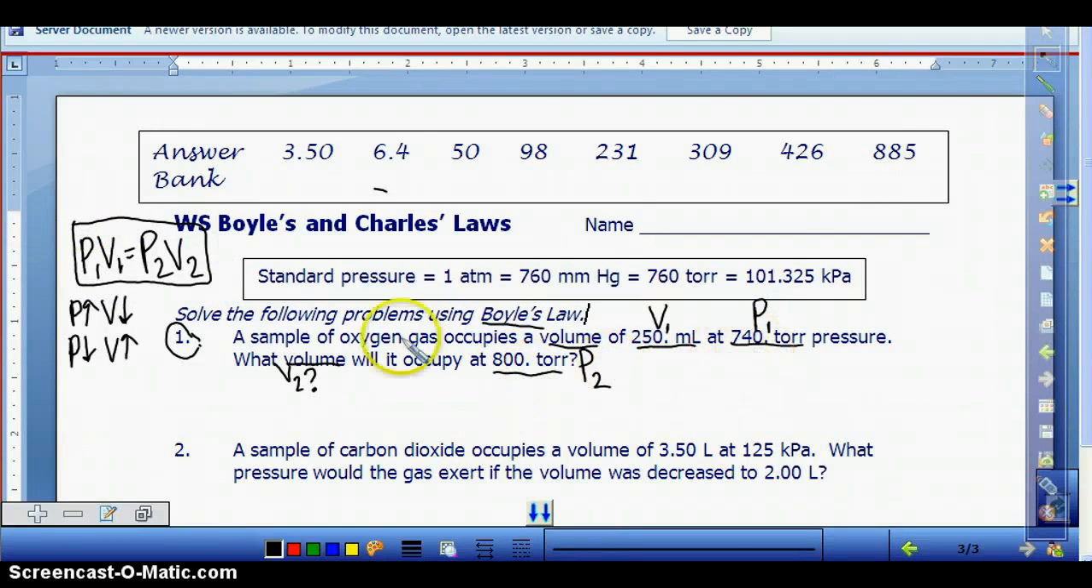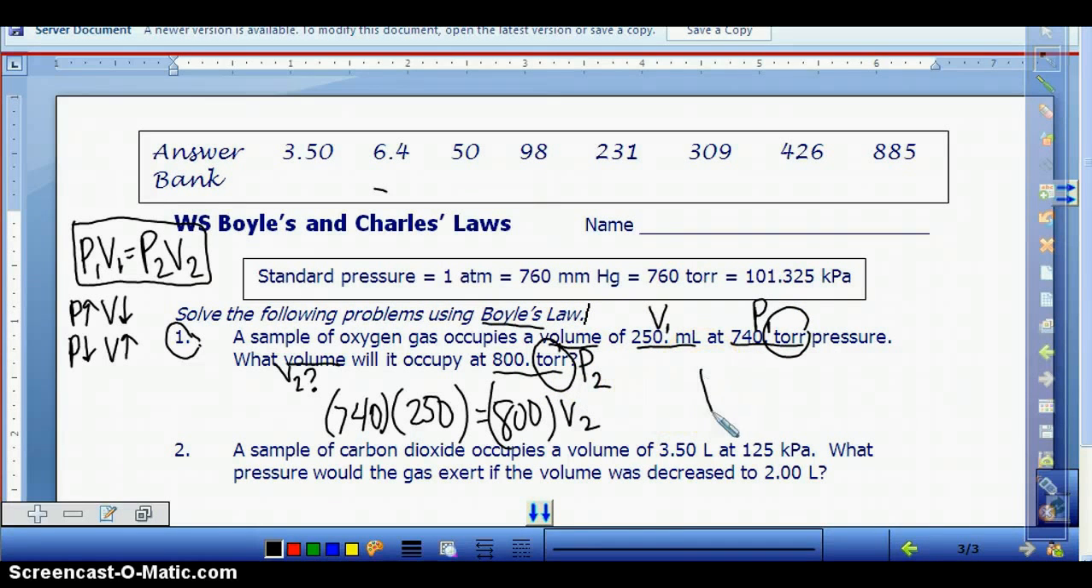And so I need P1 first, so I'm going to do 740 times 250 equals 800 times V2. And you notice that I didn't put units in here. That's just to make my math a little bit easier. The thing I need to check on with units is that the pressure units match. So P1 is in torrs, P2 is in torrs. When I solve for volume, my unit should match V1's units, so I know it's going to be something in milliliters.